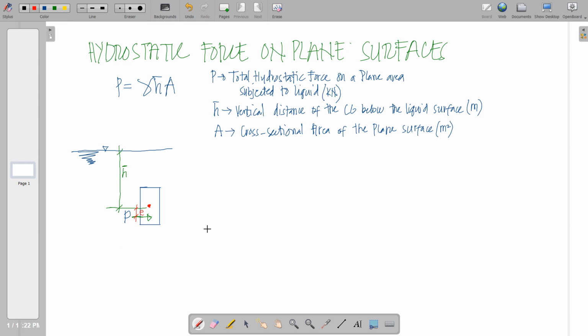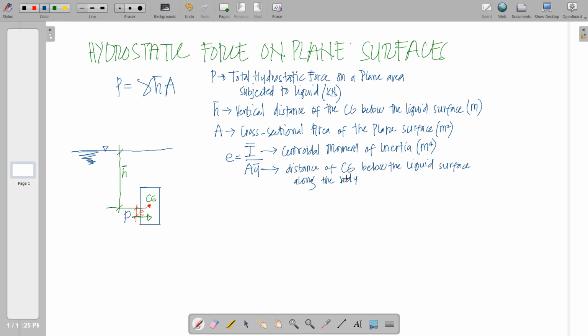Now, that distance is actually the value of e. e can be computed by the formula Ī over A ȳ. The purpose of e here is to locate the hydrostatic force from the center of gravity, wherein Ī here is the centroidal moment of inertia in meters raised to 4, and ȳ here is the distance of the center of gravity below the liquid surface along the body. So this is also in meters.